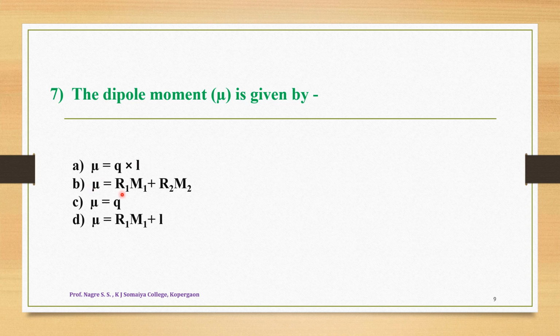Second option is mu is equal to R1 into M1 plus R2 into M2. The third equation is mu is equal to Q, and the equation D is mu is equal to R1 into M1 plus L. And among these 4 options, the correct answer for the equation for this particular dipole moment is option A, that is mu is equal to Q into L. This is the correct answer for this question number 7.